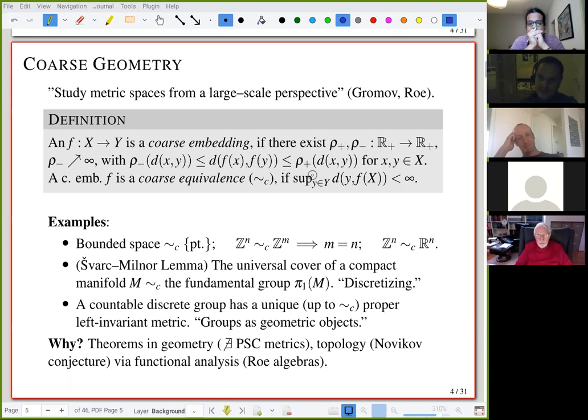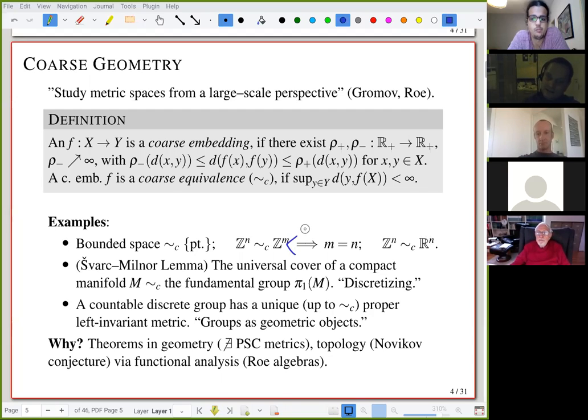Now, the coarse equivalence looks super flexible, but it's not so flexible that it washes out everything, right? An example of this is that if you take the integer lattice Z^n, of dimension n, and the integer lattice Z^m, with the natural metric that you would have on these things, they happen to be coarsely equivalent if and only if the dimensions are the same, right? So some notion of dimension which gives you n for Z^n survives this coarse equivalence.